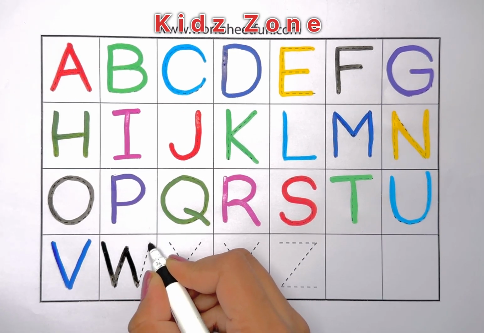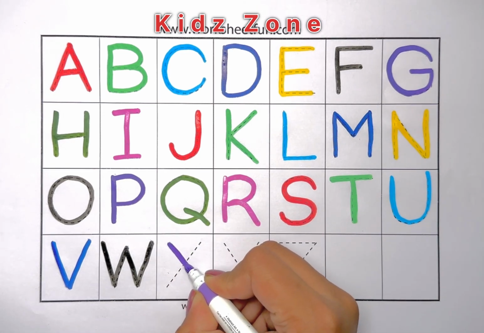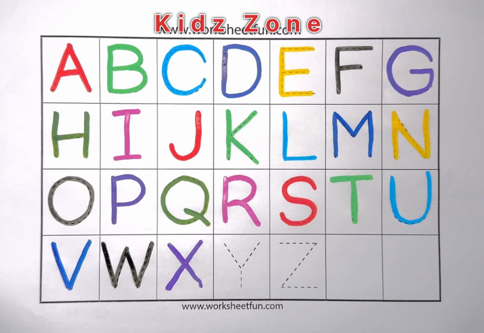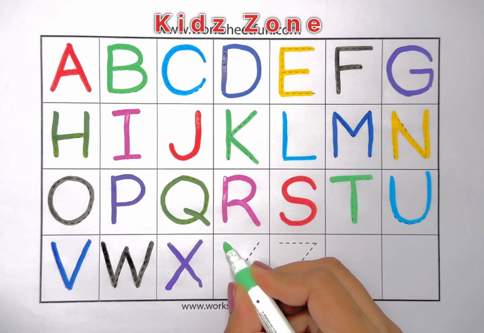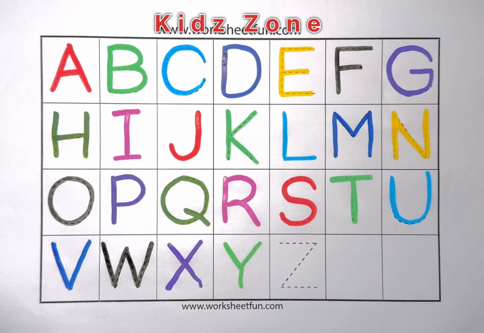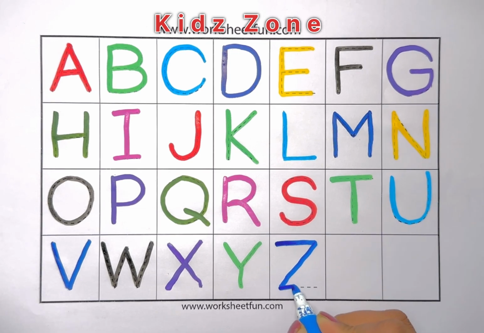W for watch. X for Christmas tree. Y for yak. Z for zebra.